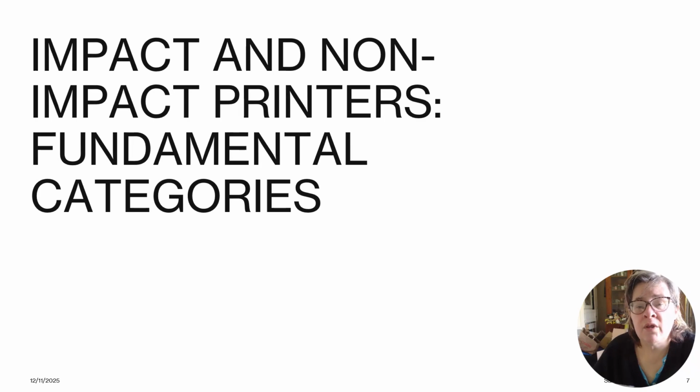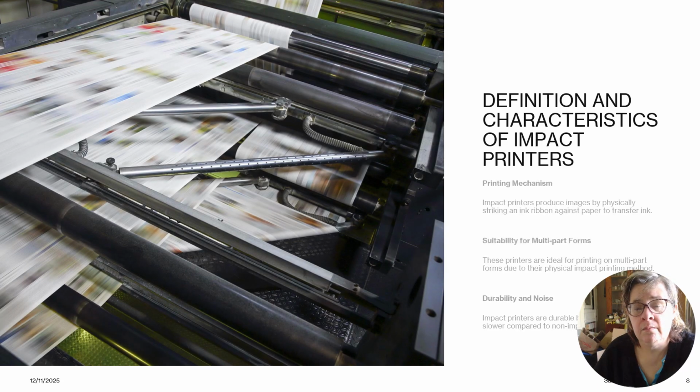We explore the two primary categories of printers by their printing mechanisms, focusing on their characteristics, advantages, and typical use cases. Impact printers create images by striking an ink ribbon across the paper, making them suitable for multi-part forms. They are durable, but tend to be noisy and slower than non-impact printers.